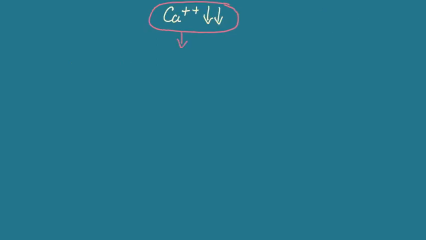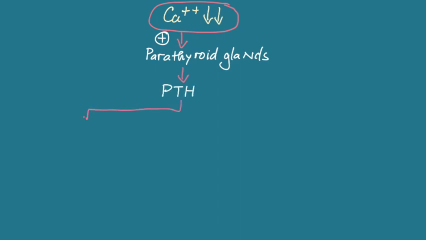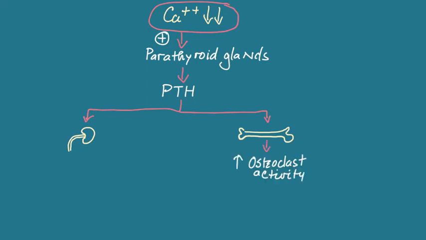Now let's take a look at the opposite situation. When the blood levels of calcium decrease and go below normal, they are sensed by the parathyroid glands, which release a hormone called parathyroid hormone, or PTH for short. PTH has two target organs, the kidneys and the bone.